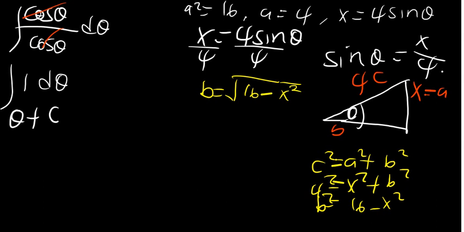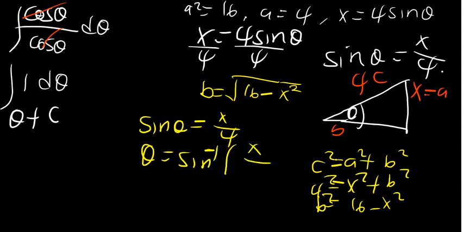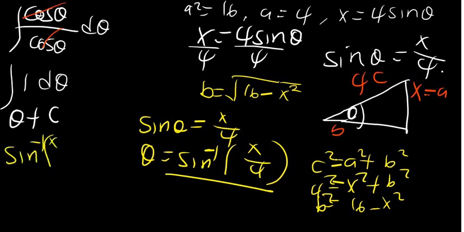Now, you only do this when you want to find something else. But if we remember, here we have sine theta is equal to x over 4. We can make theta the subject of the formula, and it's going to be sine inverse x over 4. Therefore, we can replace theta with this. The final answer is going to be sine inverse x over 4 plus c. So this is the final answer.